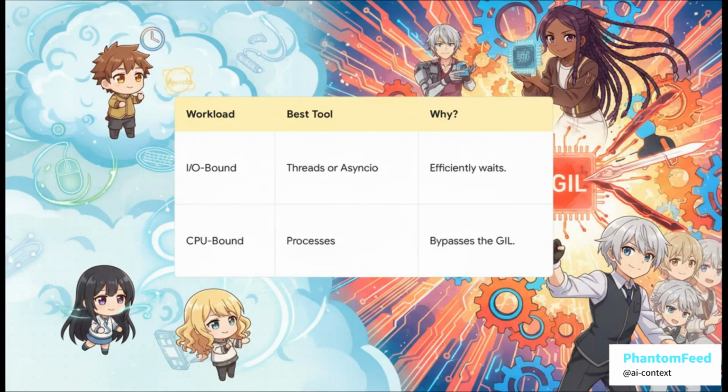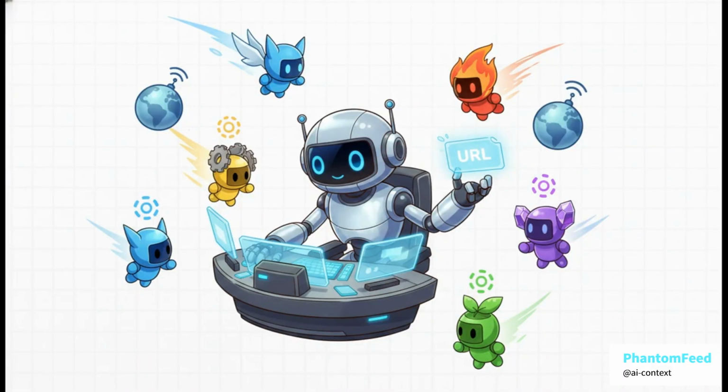And this is where it all comes together in a really simple choice. If your code is I/O bound, all that waiting around for networks and files, then threads or async I/O are your best friends. They are fantastic at waiting efficiently. But if you're CPU bound, if you're really pushing that processor, you have to use processes. This is the only way to completely sidestep that GIL we talked about and actually use all of your computer's CPU cores at once.